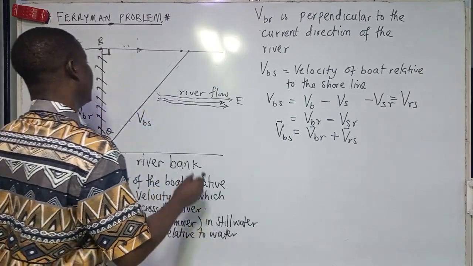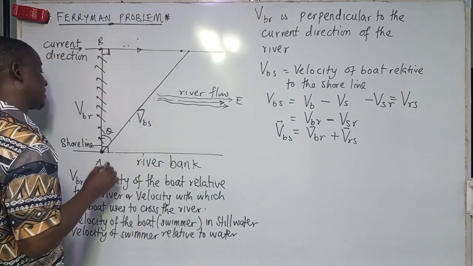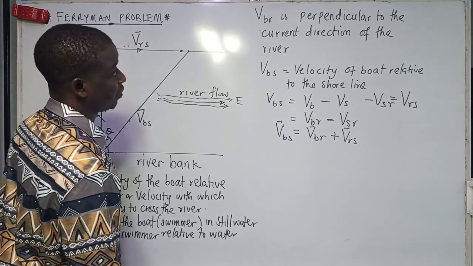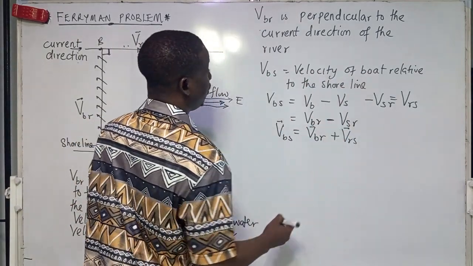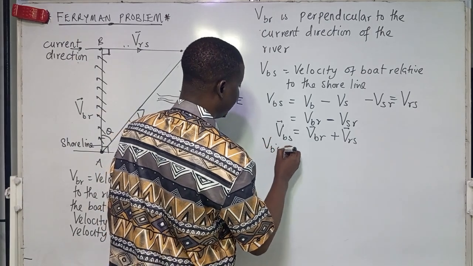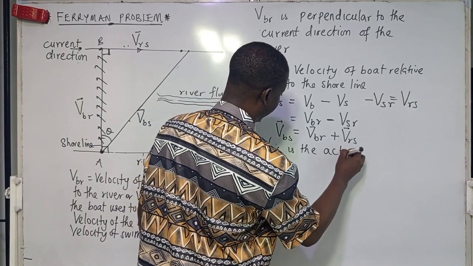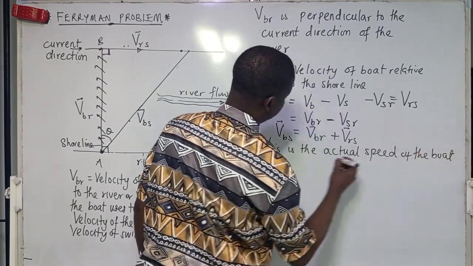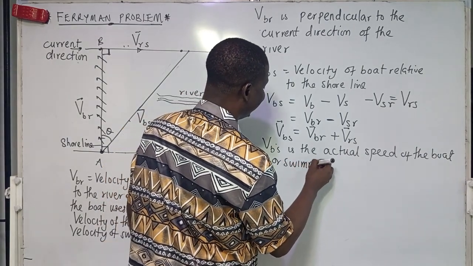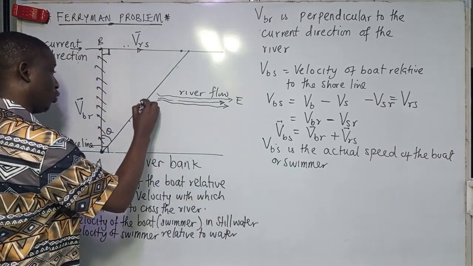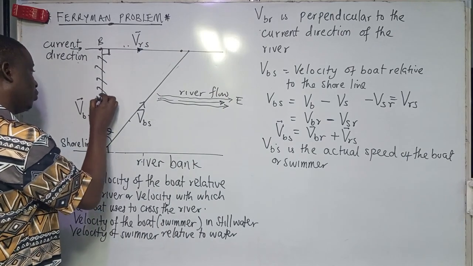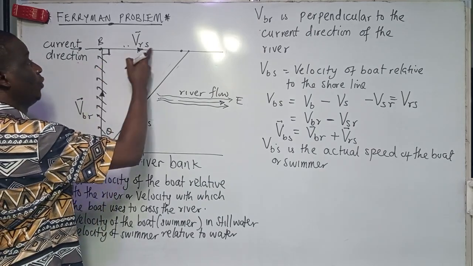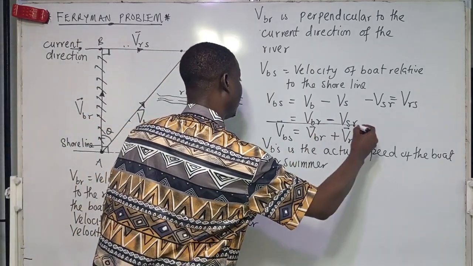Now, what am I trying to relate there? It means that if here is VBS and VBR, here will be VRS. If this one is the velocity of the boat relative to the shore, this is called VBS, the actual velocity or the actual speed of the boat or the swimmer, the velocity at which it moves. Don't forget, this one is going like this, moving upward. So this one will be the resultant, because look at the arrow, and that's why they could form a vector relation like this.